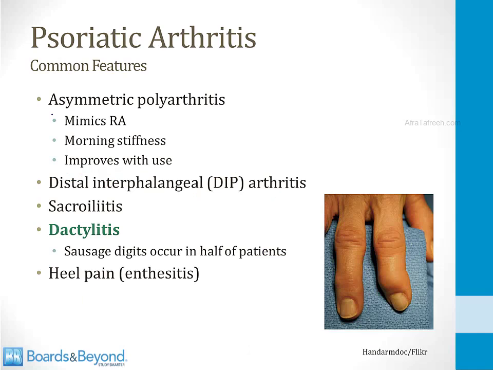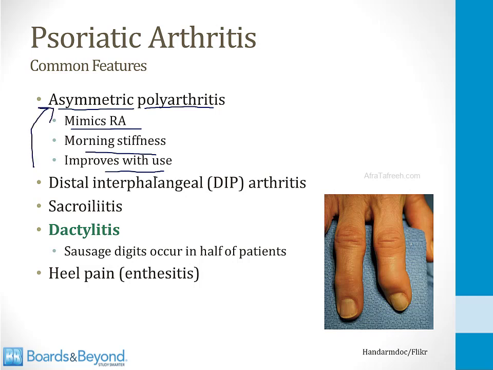So what are the clinical features of psoriatic arthritis? Well, it usually presents as an asymmetric polyarthritis, so it will involve 5 or more joints on one side of the body, and it can mimic rheumatoid arthritis because it often involves the hands, and patients often complain of morning stiffness that improves with use. However, rheumatoid arthritis is classically a bilateral arthritis. This is usually an asymmetric arthritis.